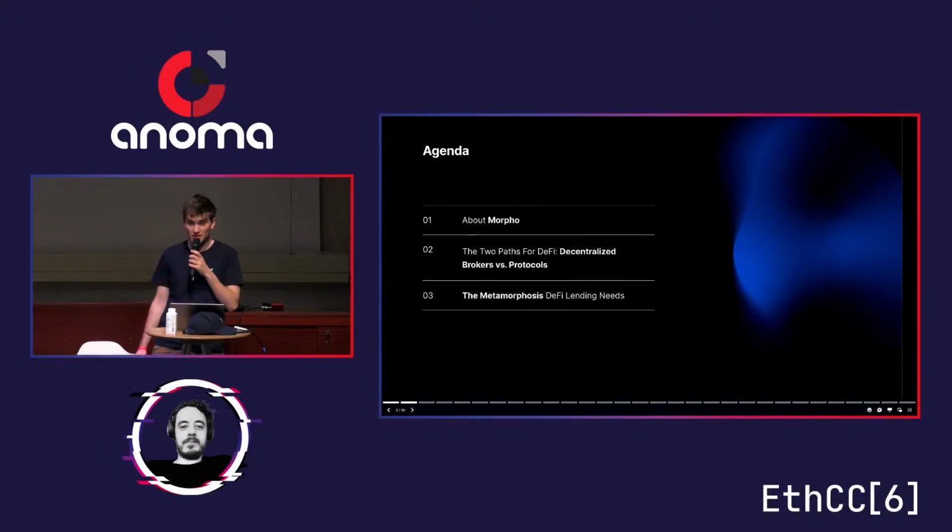So the agenda is going to be the following. First, we'll be discussing a little bit about Morpho and the current state of Morpho. And then we're going to introduce what we call the two paths for DeFi, decentralized brokers versus protocols. And finally, we'll talk about the metamorphosis DeFi lending needs.